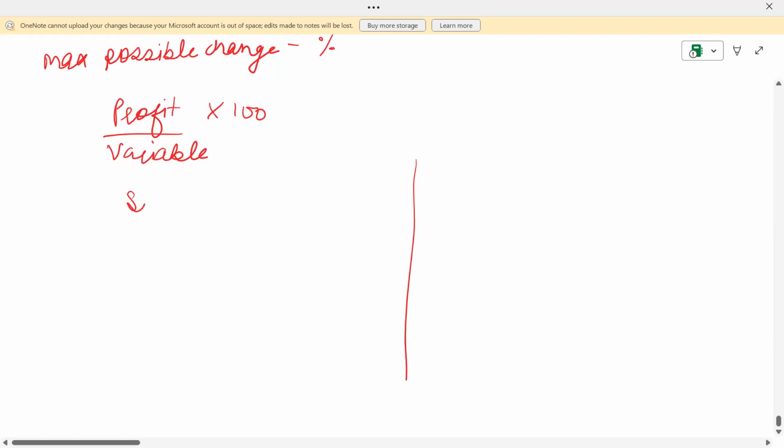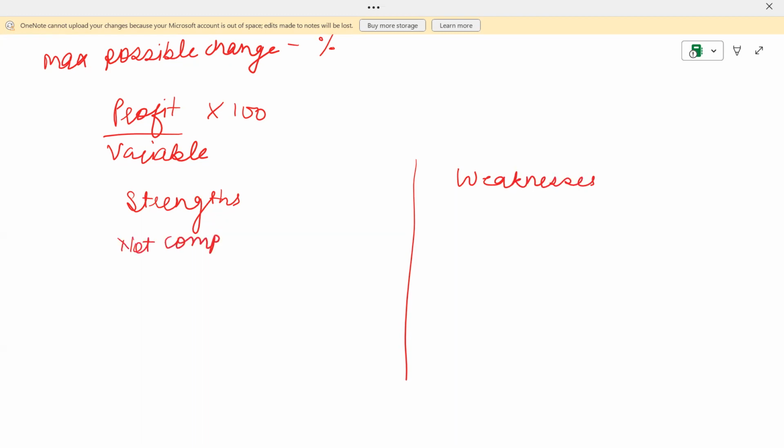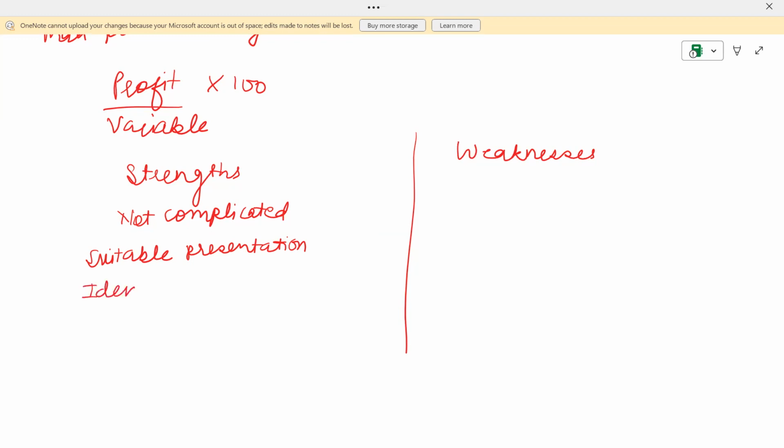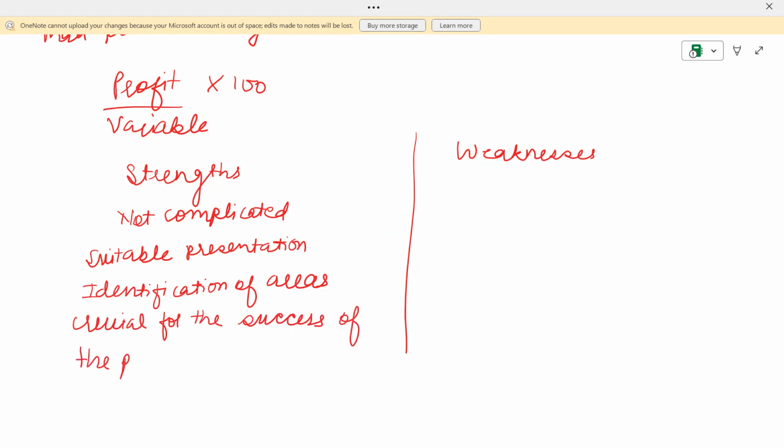Now let's also discuss what are a few advantages, the strengths of this analysis, and what are a few weaknesses of this analysis. So when it comes to the strengths, it is not complicated. The presentation is suitable, to facilitate the judgment. So suitable presentation to help you in making the decision. Then another benefit is that you are identifying the important areas, the areas which are crucial for the success of your project. So identification of areas crucial for the success of the project.